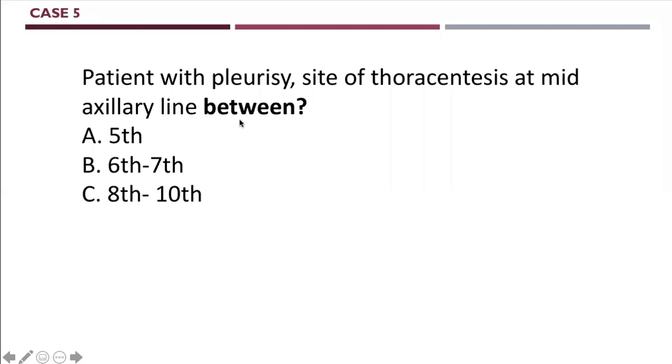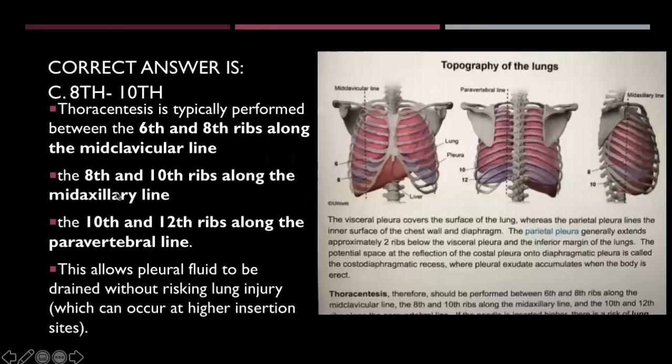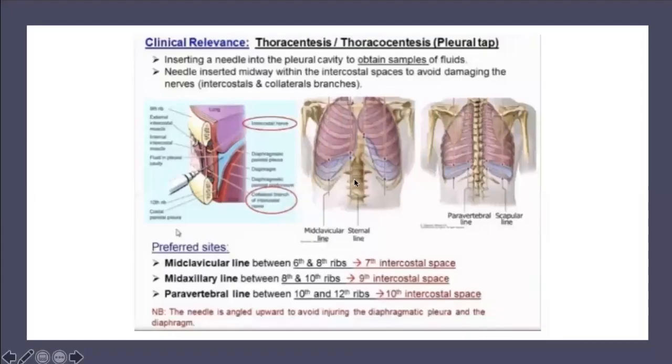So if you're going to use mid-axillary, you would go 8th and 10th rib, so in the 9th intercostal space. And if it's a mid-clavicular line, it's the 7th intercostal space. For the paravertebral line, 10th and 12th ribs. Here it's maybe much clearer for you guys.